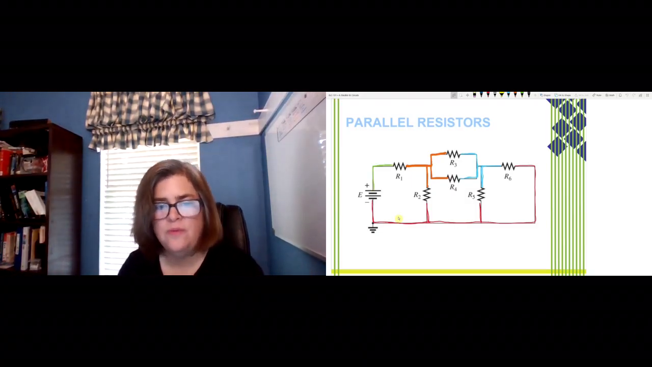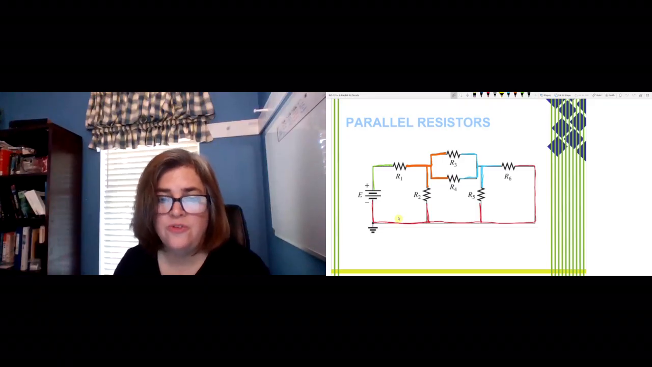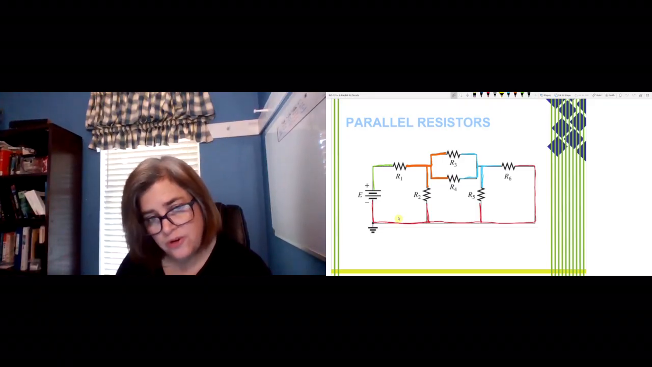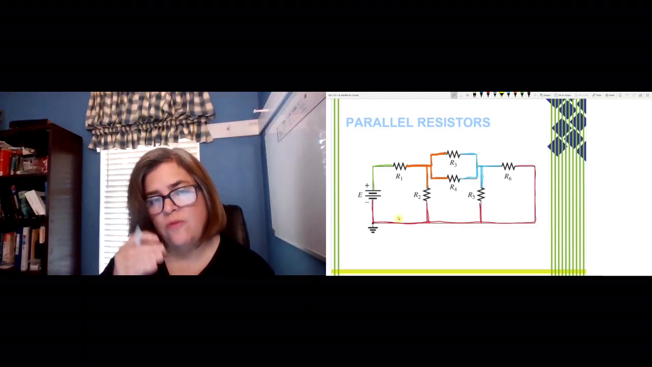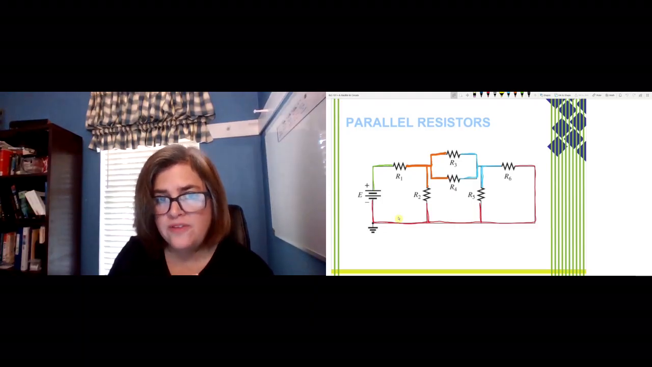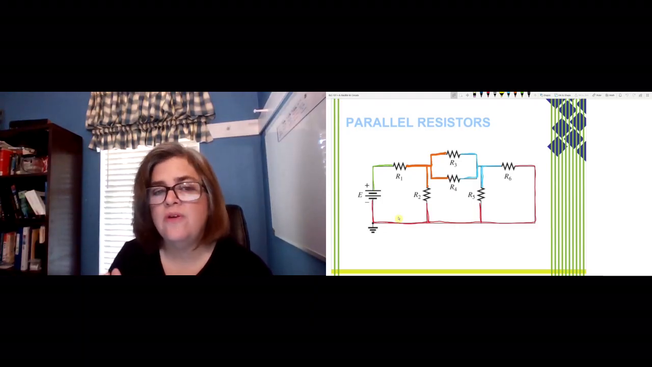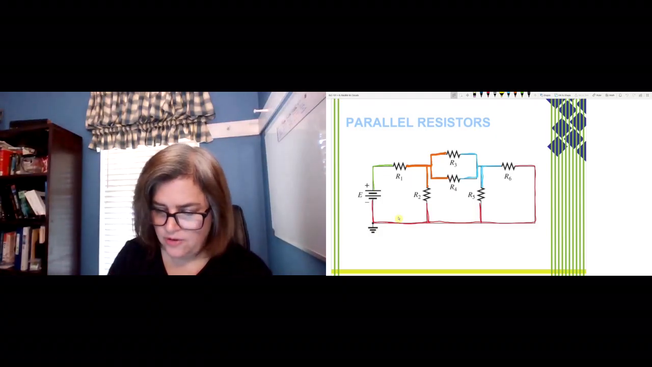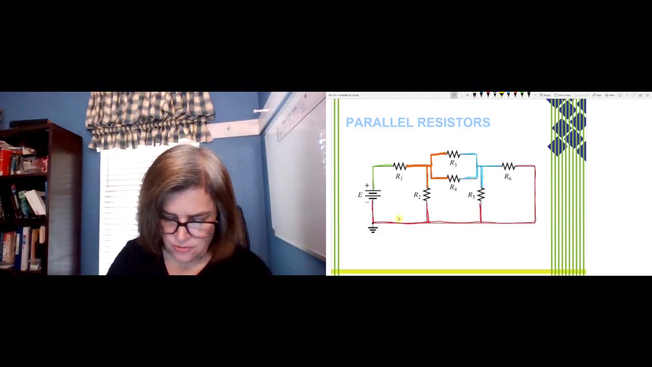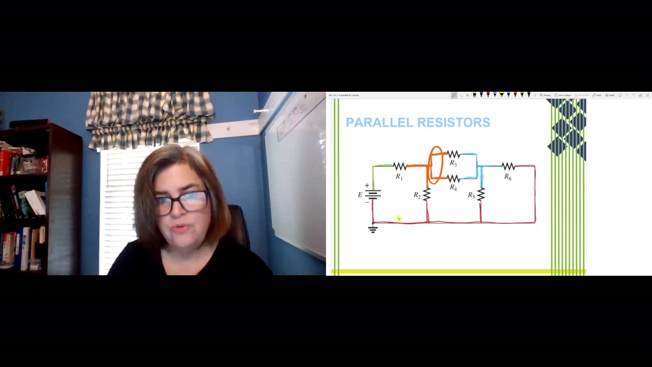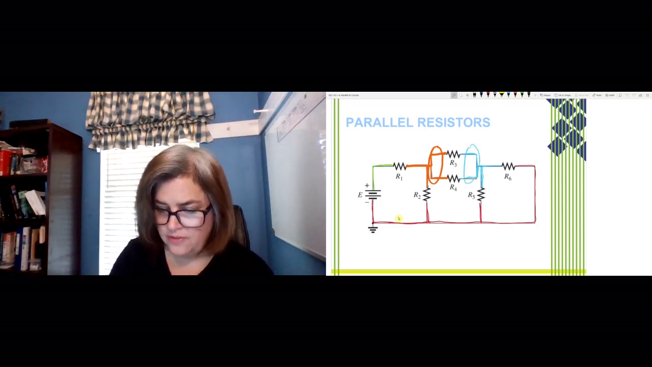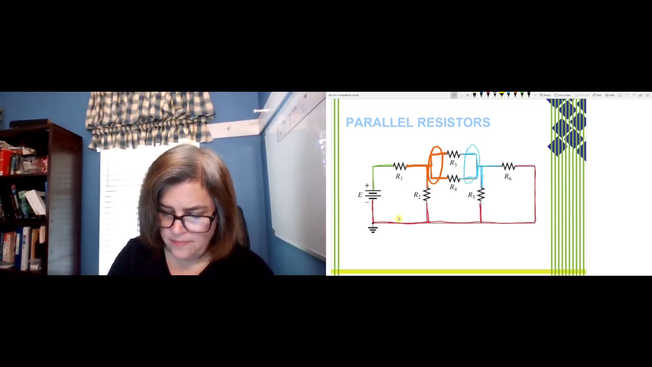Now, the easiest way, once you get this drawn, if you want to use your colored pencils or colored markers or whatever, the easiest thing now is to look for resistors that have one color on one side and the same color on the other side. So here, as you can see, R3 and R4 have that orange side, and they also have this blue side. So that means that R3 and R4 are in parallel.